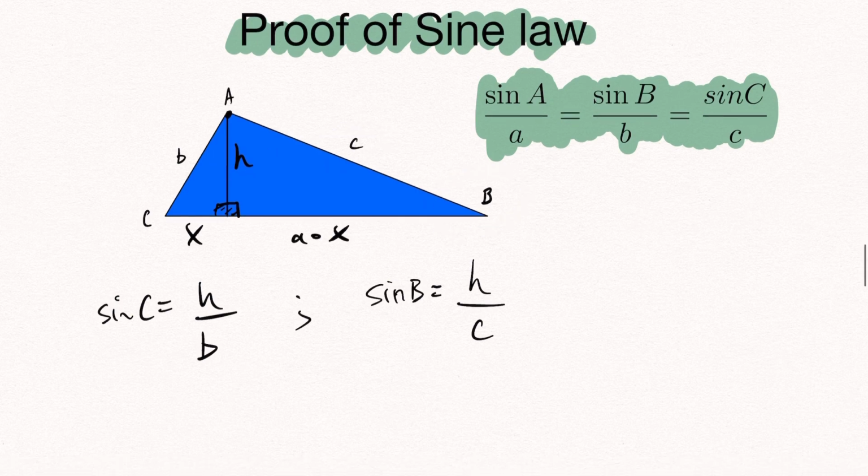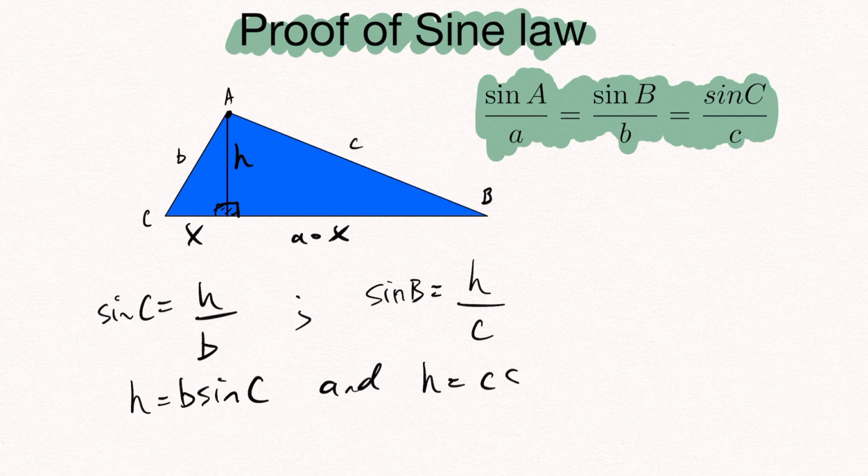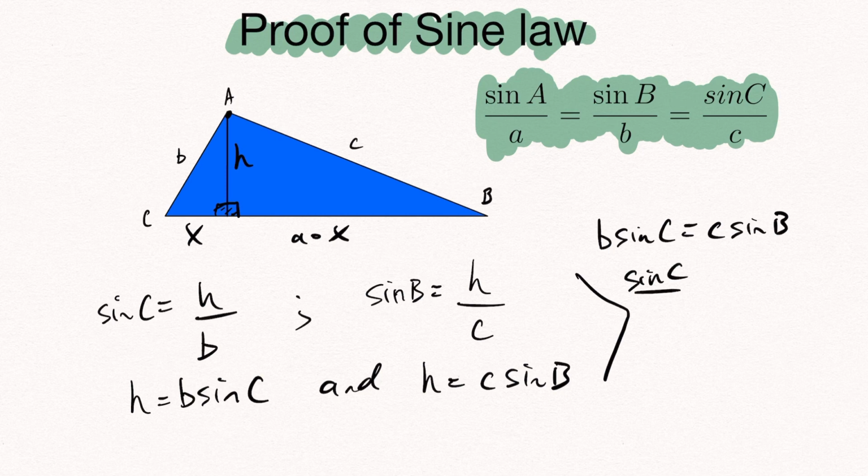So we end up getting h is b sine C, and likewise h is c sine B. Equating these two, b sine C must equal c sine B, in which case the sine of C over length c is equal to the sine of angle B over length b. So we have part of our sine law proven.